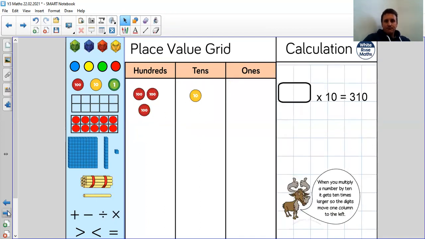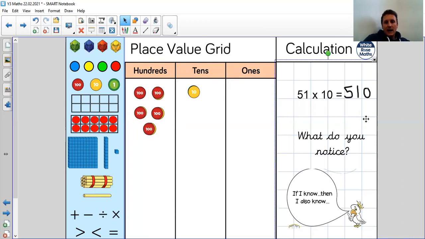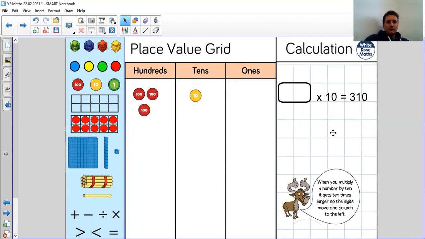Let's see if we can do another. Oh, slightly trickier one now. Okay, I think we've got the concept that actually when we multiply by 10, we can just add a 0 on the end. All right. However, let's see if we can work this one out, because we're going to have to use the inverse this time. All right, we know the answer is 310. So it's something multiplied by 10 equals 310.